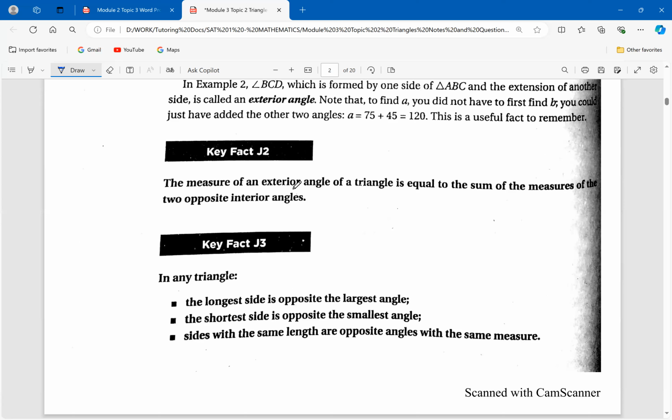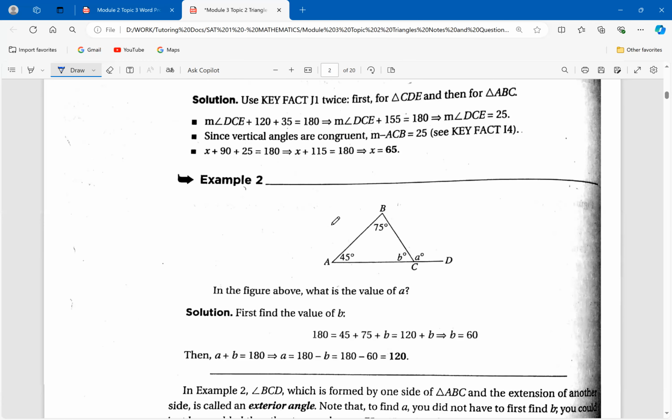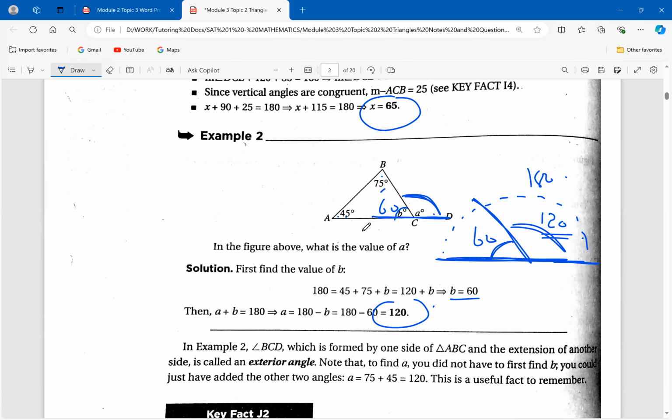So the measure of an exterior angle of a triangle is equal to the sum of the measures of the two opposite interior angles. So yeah, this is also true. If this is an exterior angle, right? So the opposite interior angles, 75 and 45, once you add them, they're also going to make up 120 degrees.